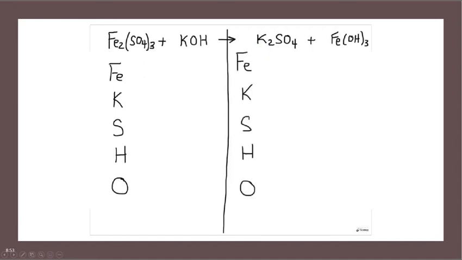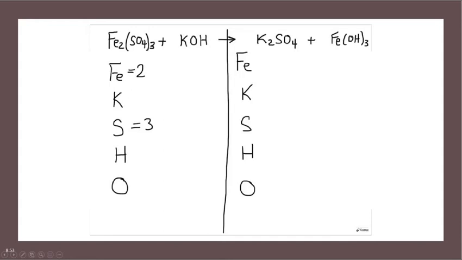And now we're going to count up the elements. So I'm going to count up all the elements over here on the reactant side. And so I have 2 irons. So that little 2 tells me that there's 2 irons there. And so put a 2 there. If I count up the sulfurs, I have 1 here inside the brackets, but I'm multiplying everything inside these brackets by 3. So I actually have 1 times 3. So I have 3 sulfur.